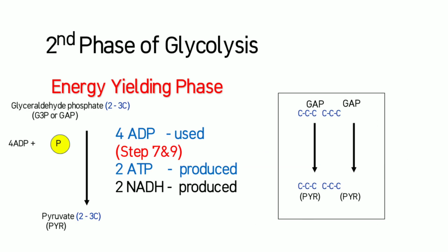Okay, so the second phase of glycolysis comprises steps 6 to 9, and it is also known as the energy yielding phase. The result of the second phase of glycolysis is that 4 molecules of ADP are used, especially in steps 7 and 9. There is a net gain of 2 ATP produced and another 2 molecules of NADH. And lastly, we generated 2 molecules of pyruvate.